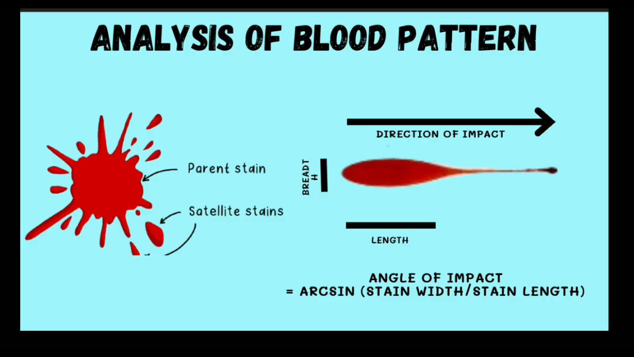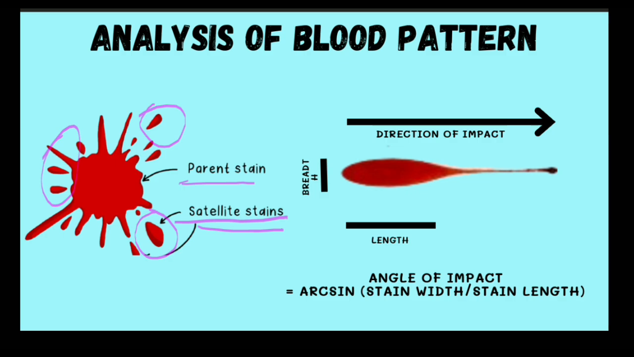Then analysis of bloodstain patterns. We have learned enough about the types of bloodstain patterns that are formed at a crime scene. It is time to look at how we can analyze these bloodstain patterns. First, this is the parent stain, the major one, and the tails and all other stains associated with the parent stain are termed satellite stains.